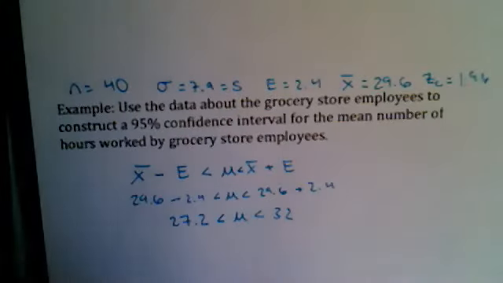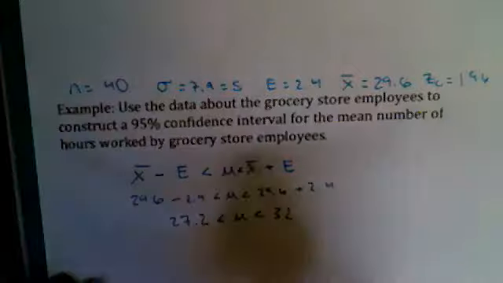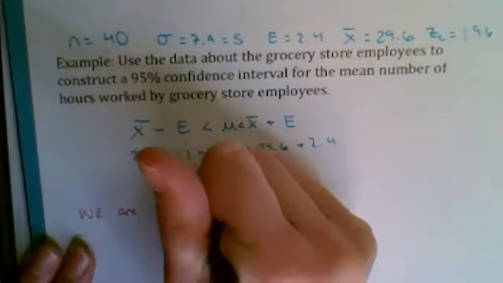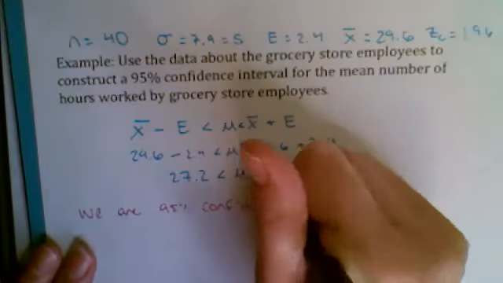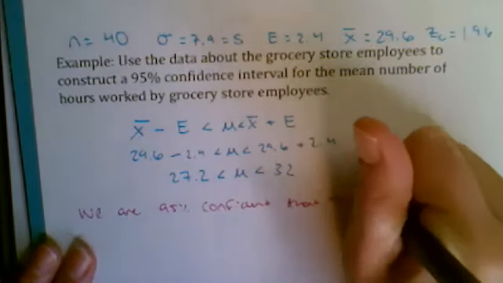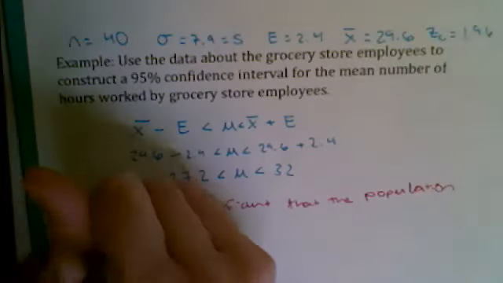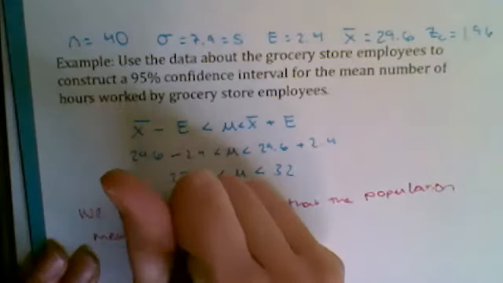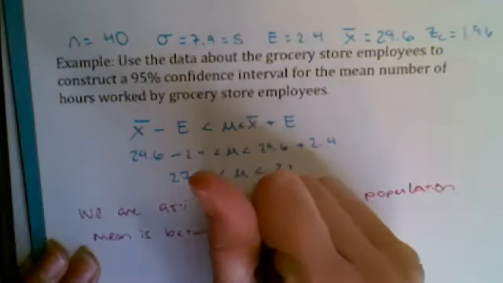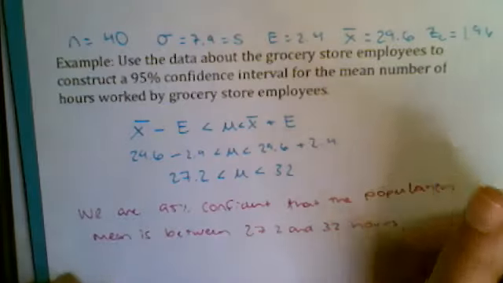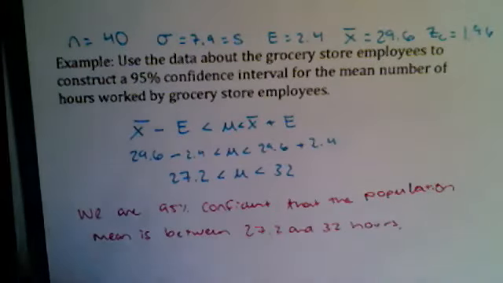All right, so we're just going to write our summarizing sentence. We are 95% confident that the population mean is between 27.2 and 32 hours.